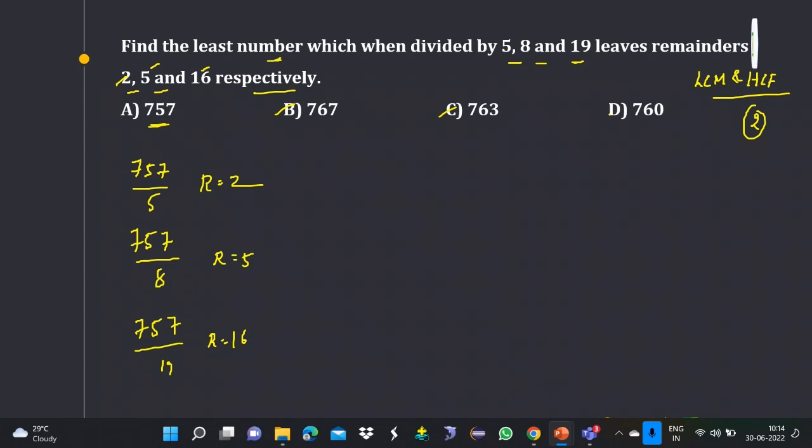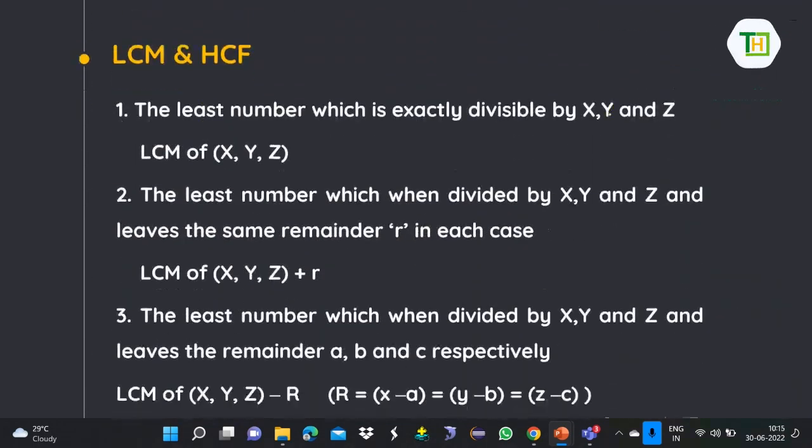So what is the condition here? See, this is the third condition. The least number which, when divided by x, y, z, leaves the remainders a, b, c respectively, that is our answer: LCM of the given numbers minus r. So one way you can solve the questions is through option verification, and the other is through the condition.